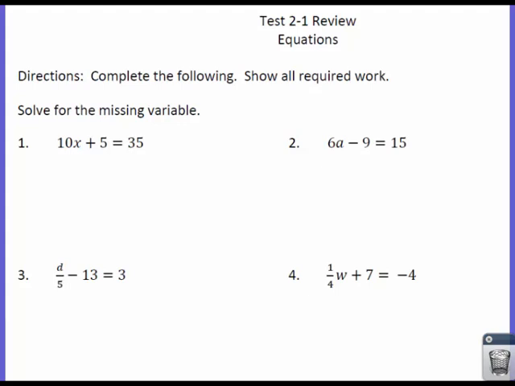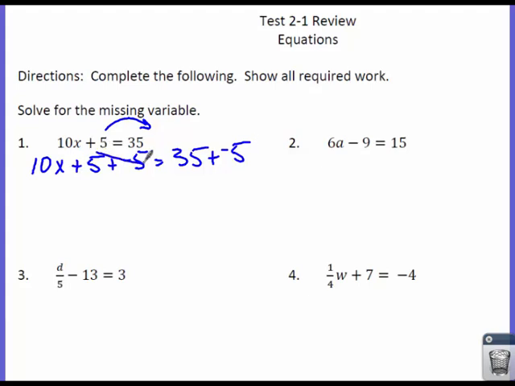Well, question number 1, one of those is already done for you. You'll notice the letters are already together because we only have one letter. So that means I just need to get the 5 over to be with the 35. And to do that, we add its opposite. So I should see a line that looks like this: 10x plus 5 plus the opposite of 5, which is negative 5, equals 35. And if I add something to one side, I must add the same exact thing to the other. And that's the line that I expect to see on your test tomorrow.